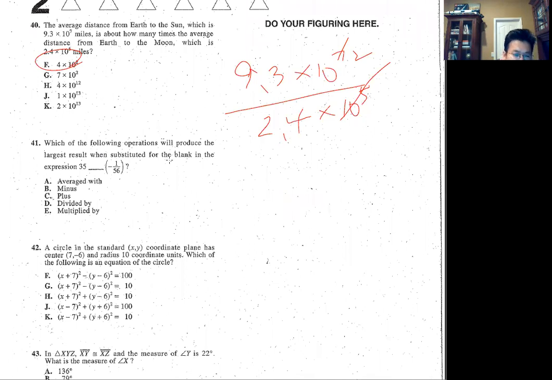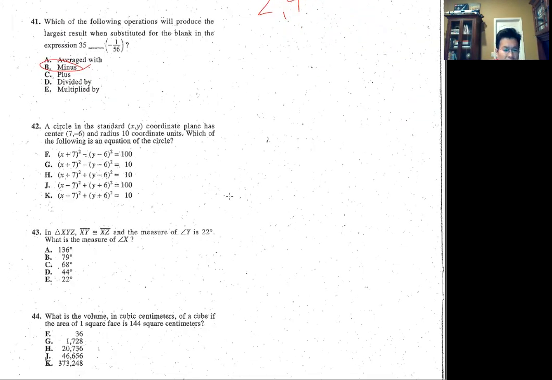And then it says, which of the following operations will produce the largest result? Largest one? Yeah, if you minus minus, that means plus. So it's going to be the largest. And then this one, 7 minus 6. So basically, you're doing this one, right? So then the center is 7 and negative 6, which is either this 2, and then the square of that.